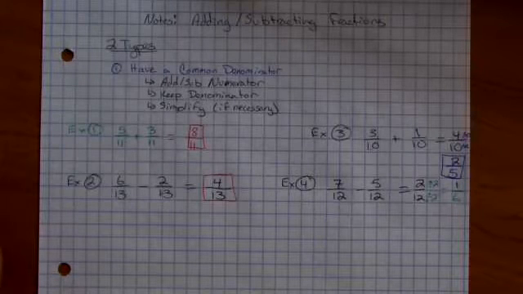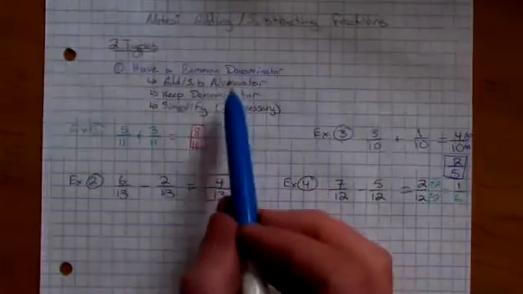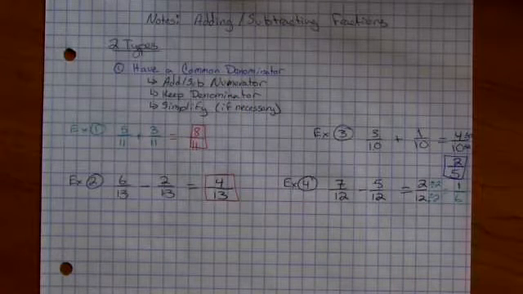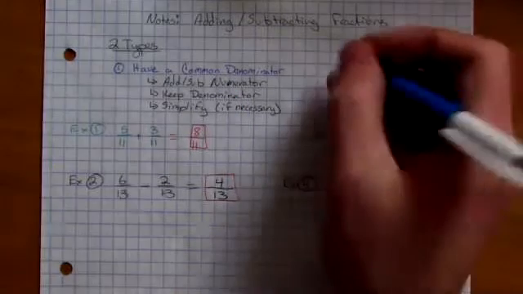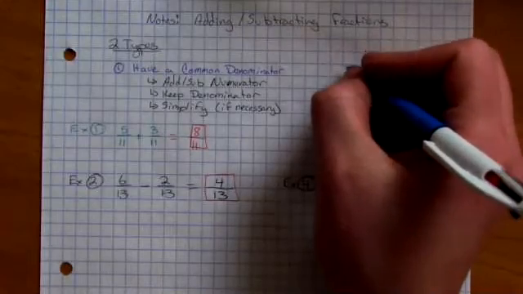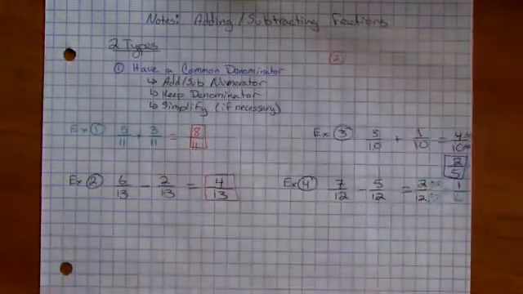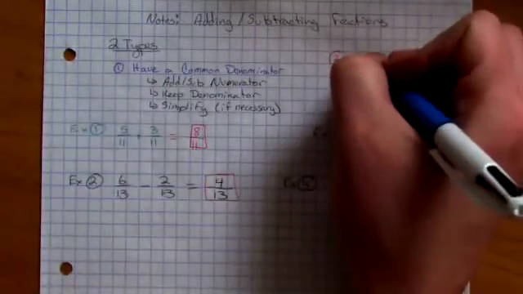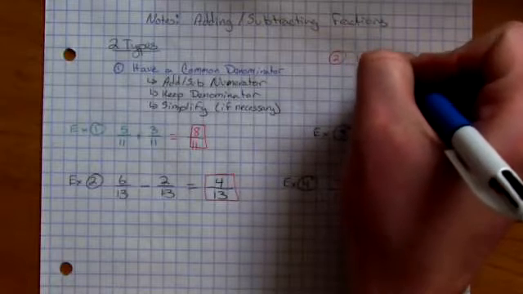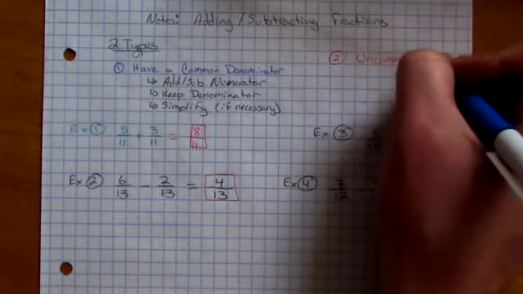All right, so we looked at already adding and subtracting fractions, and we looked at the first type, which is when there's a common denominator. Now we're going to look at the second type, type 2, and that is when they have an uncommon denominator.